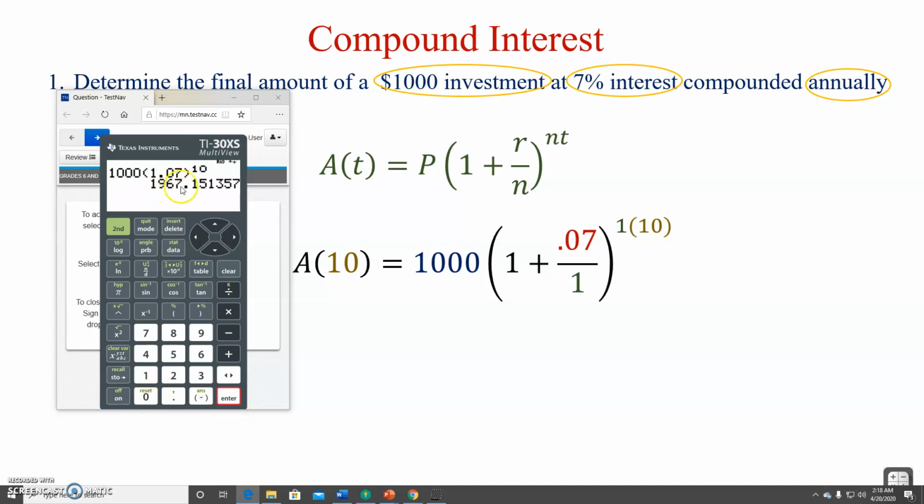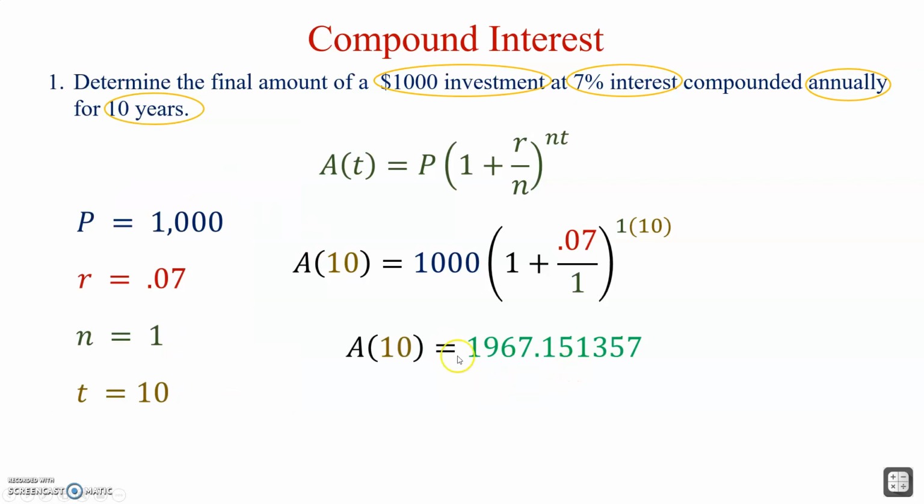Answer, 1967.15. Again, the final amount is a dollar amount. So eventually we're going to round this to dollars and cents. $1,967.15 is what our ultimate answer will be. This is what the calculator gave us. Our final amount, $1,967.15. Next problem.